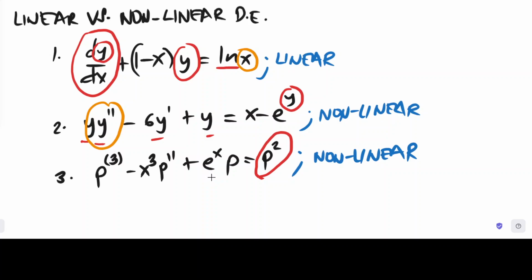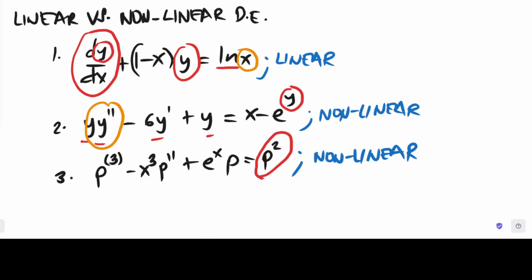So number 2 is clear, and then the number 3 rule is that the dependent variable and its derivative should not be multiplied to each other. So this is the third derivative, not multiplied to the second derivative, not multiplied to p, not multiplied to p squared. So second and third rule are cleared, but the first rule is not. So this DE is still nonlinear, right?